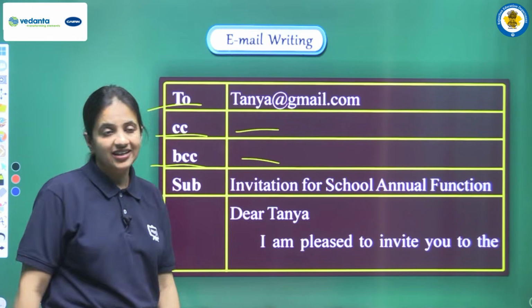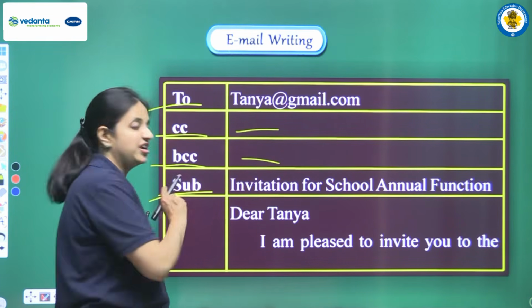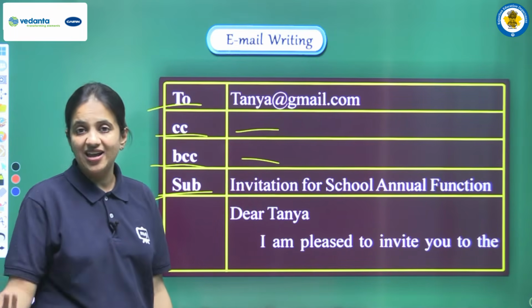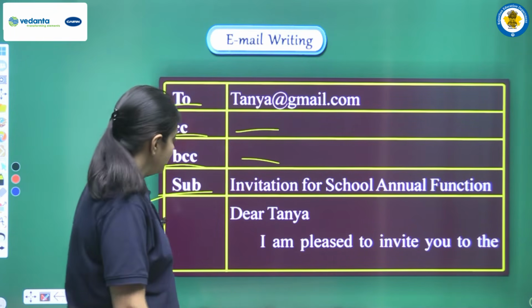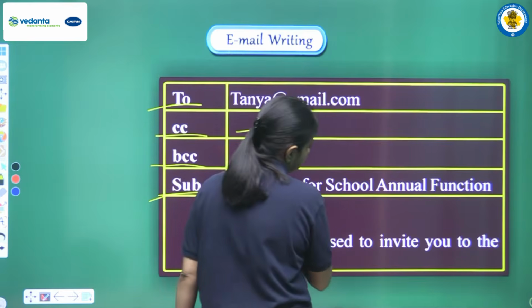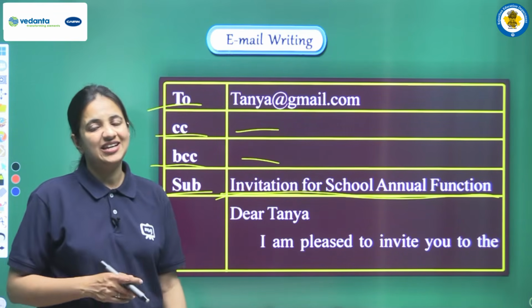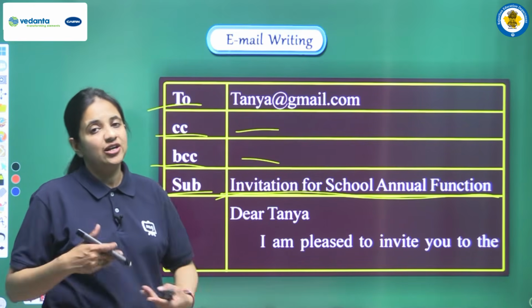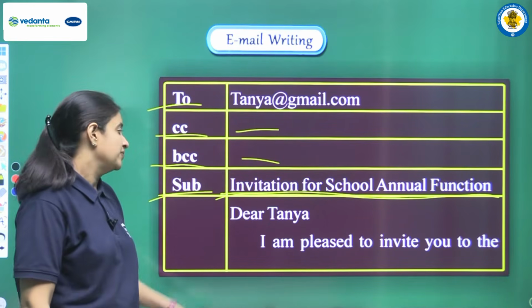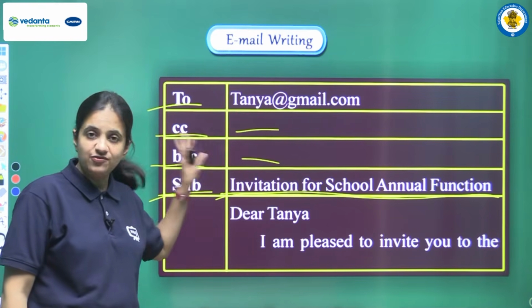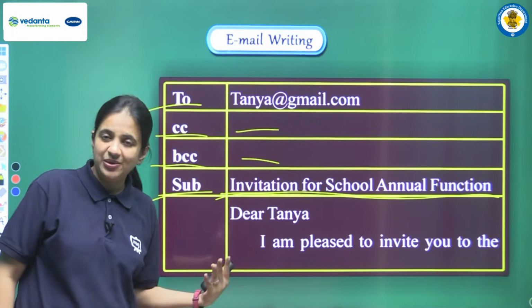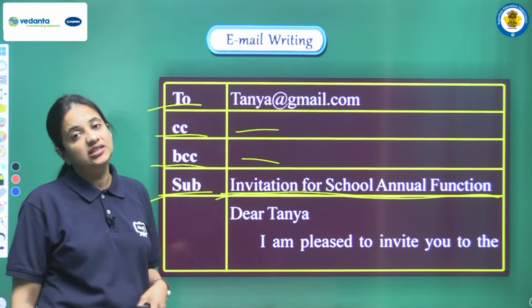leave blank. Next we are writing the subject. So what is the subject? Why we are writing this email? So the subject is invitation for school annual function. So this is the subject, or we can say this is the purpose that why we are writing this email. After that, in this space we have to write our subject matter. Here we have to write all the details.